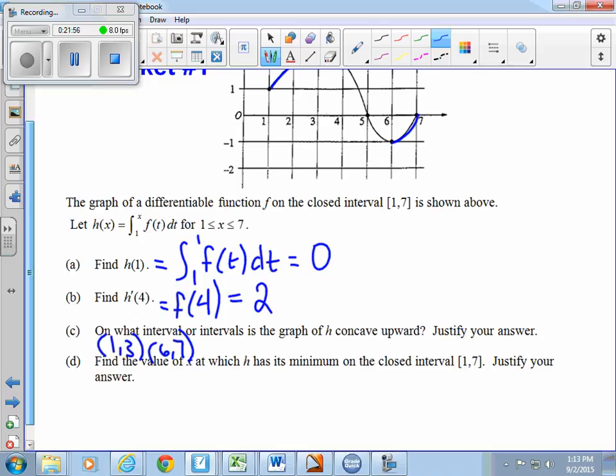Okay, so justify. What would our justification be? If I'm going to talk about concavity, I need to talk about the second derivative, right? So I need to say h double prime of x, which is equal to f prime of x. And what would I say about that? I mean, you can say anything about that. It's positive.